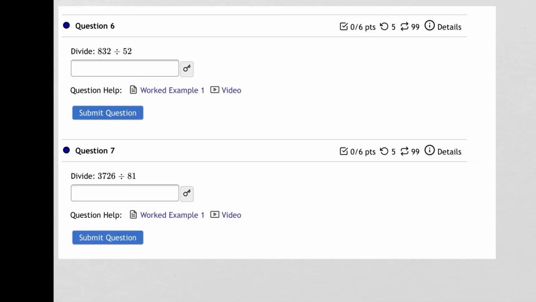Okay, let's just do a few examples from your Maya Open Math homework. So this first one, we want to divide 832 divided by 52. Okay, so 52 doesn't go into 8, but it will go into 83, right? It'll go into 83 once. Then I'll multiply 1 times 52 is 52. I'll subtract. So 3 minus 2 is 1. 8 minus 5 is 3. And then I can bring down the 2 here.